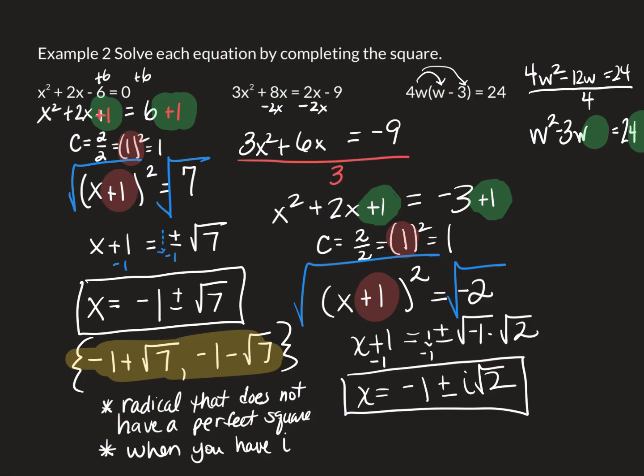Okay, I'm going to find my new c. My new c is b divided by 2, which I don't want a decimal. I'm going to square it. That will give me 9 over 4. I'm going to add 9 over 4 to both sides.